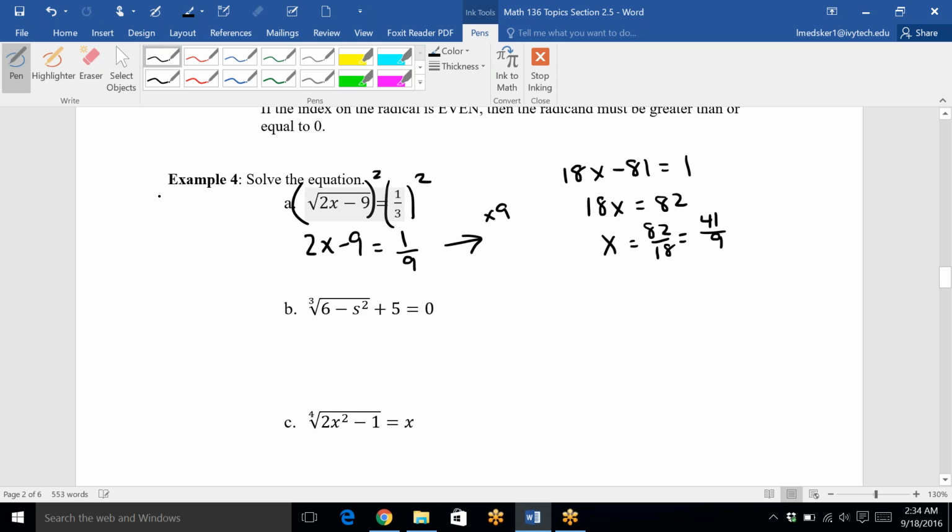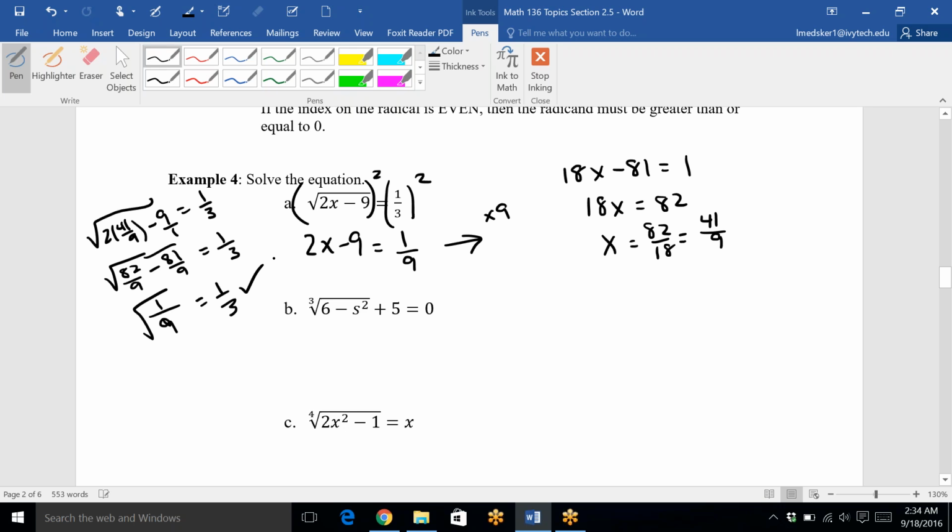We need to check that solution. So the square root of 2 times 41 over 9 minus 9 equals 1/3. This would be the square root of 82 over 9, and you can make 9 be over 9 as well, so that would be 81 over 9. And that gives you 1 over 9 under a radical, which when you take the square root does equal 1/3. So 41 over 9 is the correct solution.